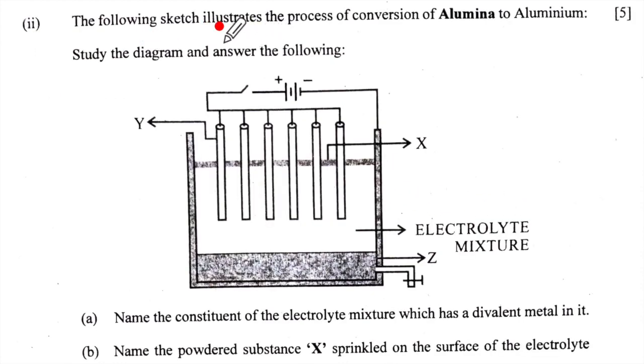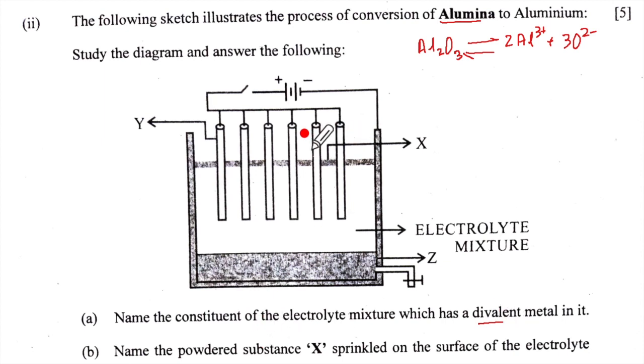The following sketch illustrates the process of conversion of alumina to aluminium. Study the diagram and answer the following. Now this is the conversion of alumina to aluminium, which means your alumina, Al2O3, dissociates into 2Al3+ and 3O2-. Name the constituent of the electrolyte mixture which has a divalent metal.